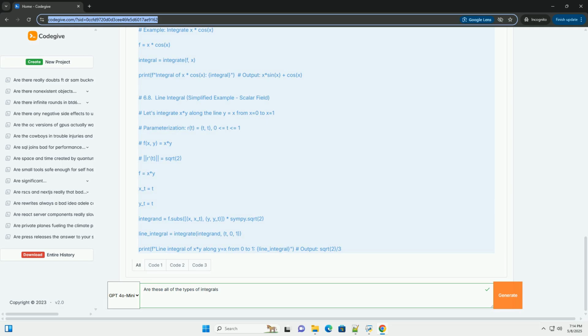7. Conclusion. This tutorial has provided a comprehensive overview of different types of integrals and integration techniques. Remember that integration is a vast subject, and mastering it requires practice and a good understanding of calculus fundamentals. Sympy is a valuable tool for exploring integration and verifying your results. Keep practicing, and you'll become more comfortable with this powerful mathematical concept. Good luck.